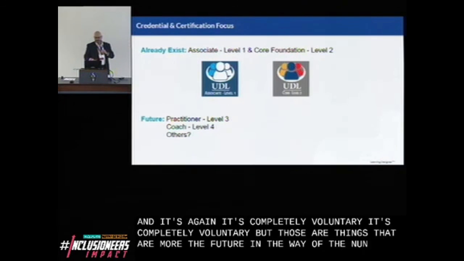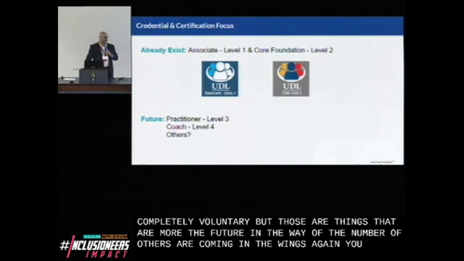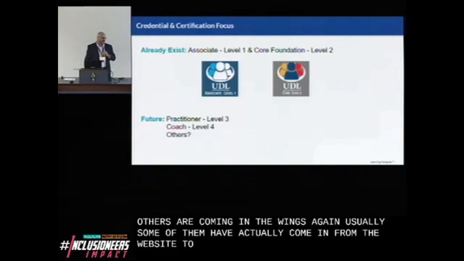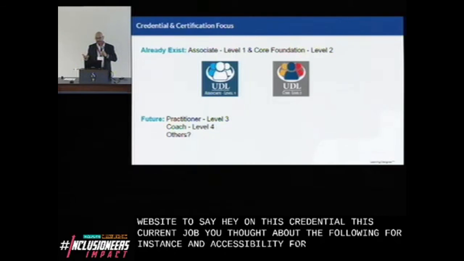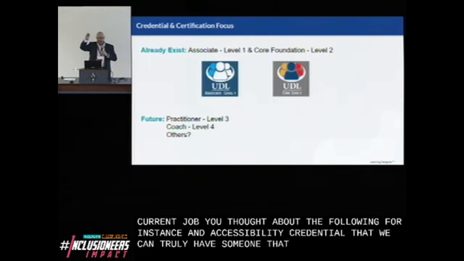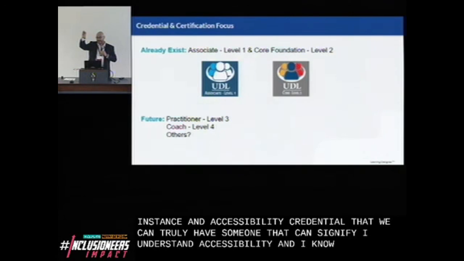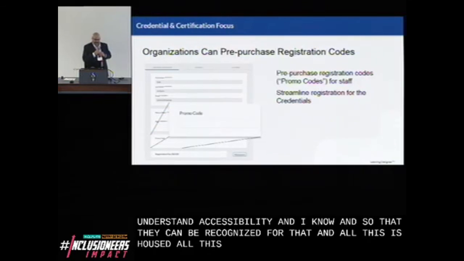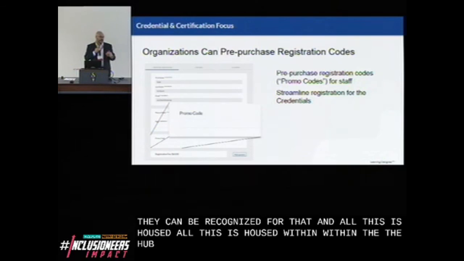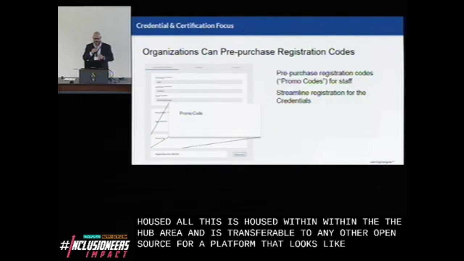And then we have a number of others that are kind of in the wings. Again, usually some of them have actually come in from the website to say, hey, I have this credential, have you thought about the following? For instance, an accessibility credential, that we can truly have someone that can signify, I understand accessibility and I know how to actually make things accessible, and so that they can be recognized for that. And all of this is housed within the hub area and is transferable to any other open source sort of platform that looks at credentialing.